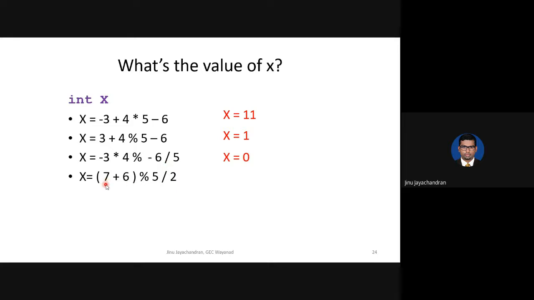If you want to change the precedence, you put a bracket. So in this case you see that although plus has lesser precedence than percentage, because of the bracket, 7 plus 6 will be evaluated first, which will be 13. 13 % 5 will be 3, the remainder when 13 is divided by 5. And 3 by 2, since x is an integer, although the value is 1.5, the 0.5 will be truncated and the value will be 1.